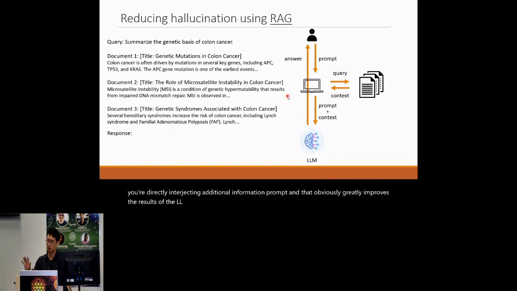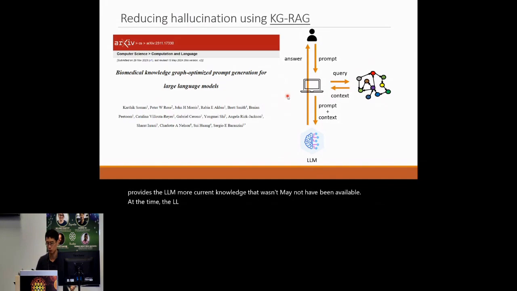Not only does it reduce the tendency to confabulate, it also provides the LLM more current knowledge that may not have been available at the time the LLM was trained. So there are all sorts of reasons why RAG is important. And we saw this general principle of RAG applied to knowledge graphs. This is really our first entry point into how we could see these things working together. And this was done by Karthik Soman and Sergio Baranzini.